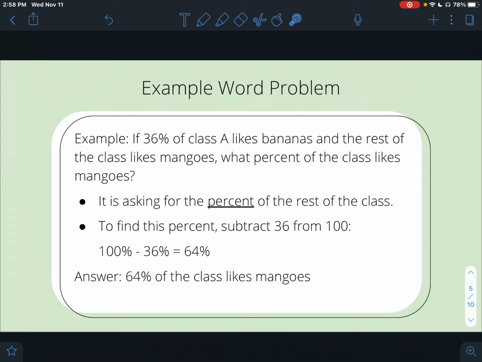We know that 100% means the entire class, and 36% is the part of the class that likes bananas. So the other part of the class is the other part of the 100%. You can find this percent by subtracting 36 from 100. When you subtract, you get 64%. So the answer is 64% of the class likes mangoes.